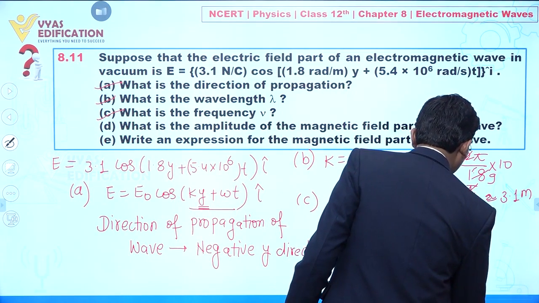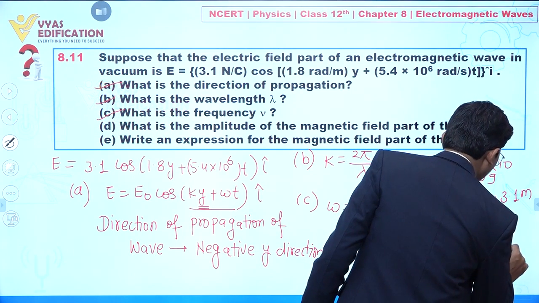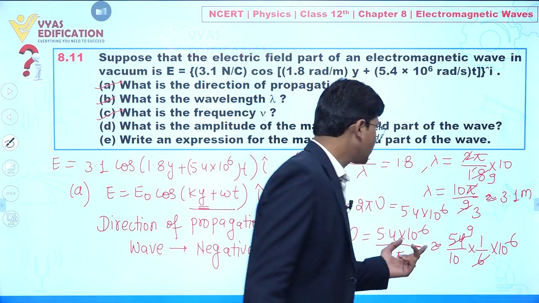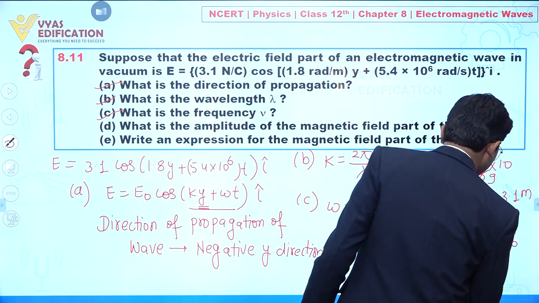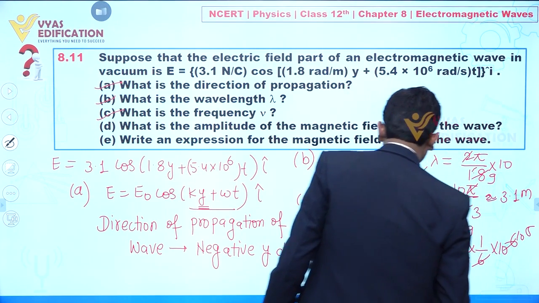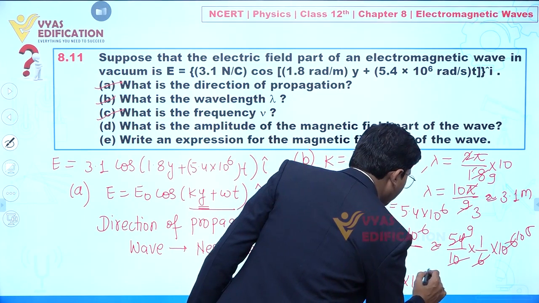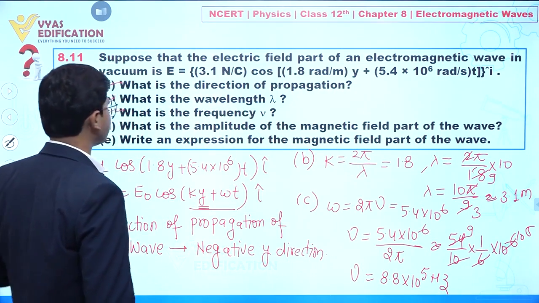So 5.4 divided by near about 6, into 10 to the power 6. From here we can say near about 9. Definitely this value comes out to be less than 9, and this is 10 to the power 5. So frequency is, let's suppose, 8.8 into 10 to the power 5 hertz. So this is all about frequency.